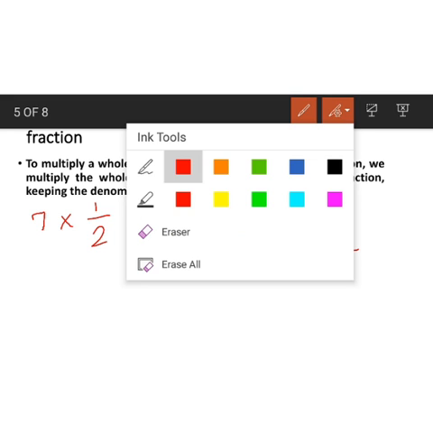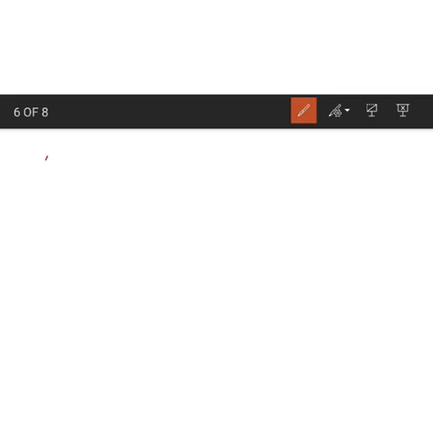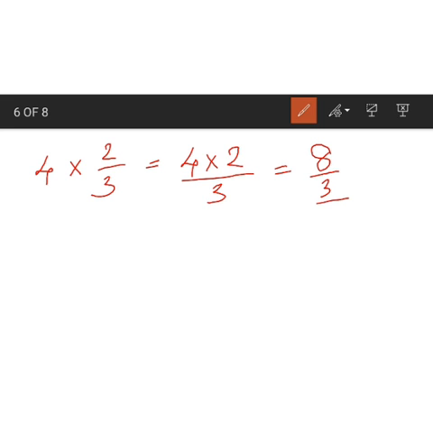Now let's move. Consider the whole number 4 and the fraction 2 by 3. What we have to do? We have to multiply the whole number to the numerator. So 4 into 2 divided by 3. It will be 4 into 2 is equal to 8. 8 by 3 is our answer.